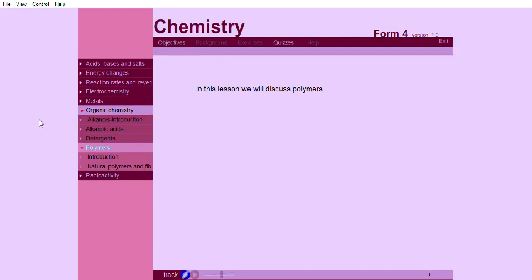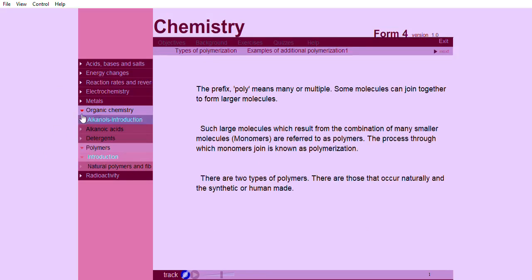In this lesson, we will discuss polymers. The prefix poly means many or multiple. Some molecules can join together to form larger molecules. Such large molecules, which result from the combination of many smaller molecules or monomers, are referred to as polymers.